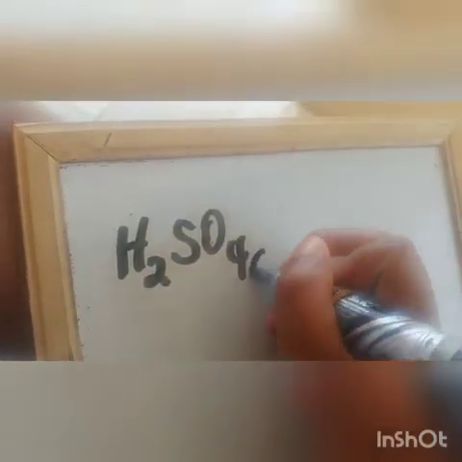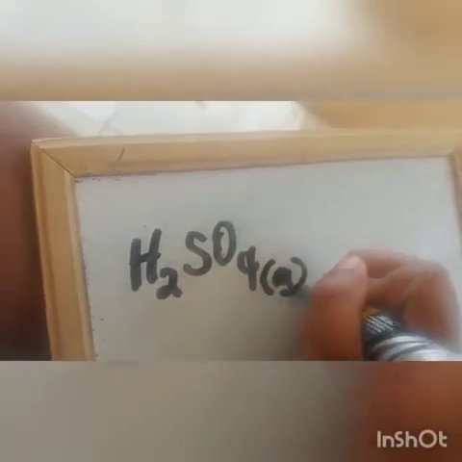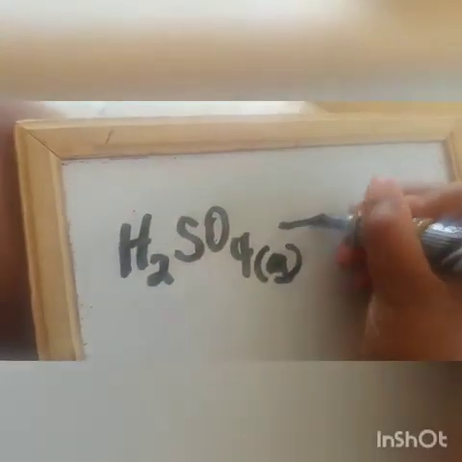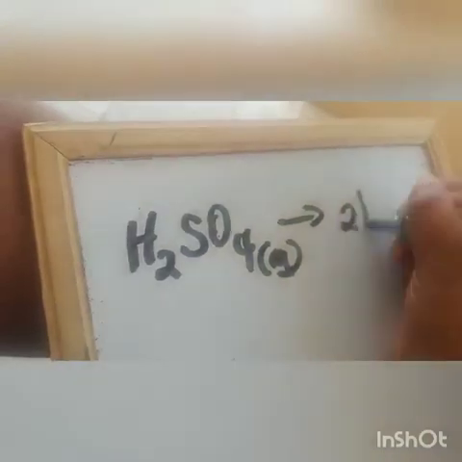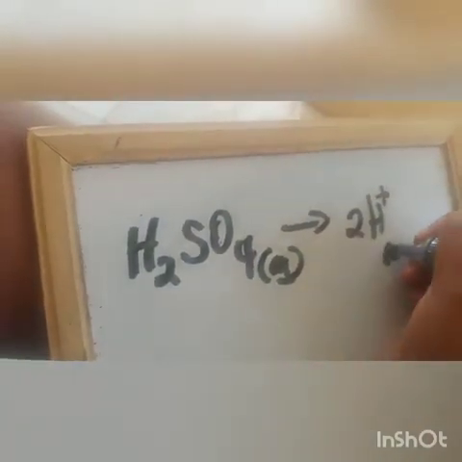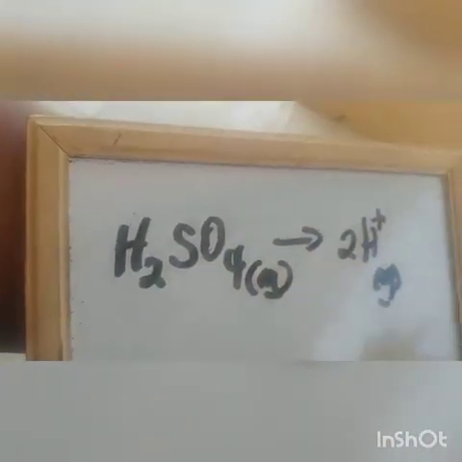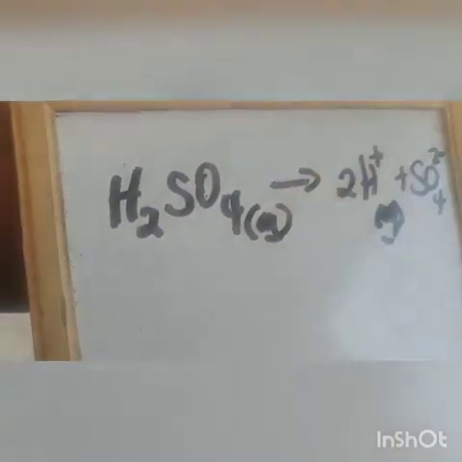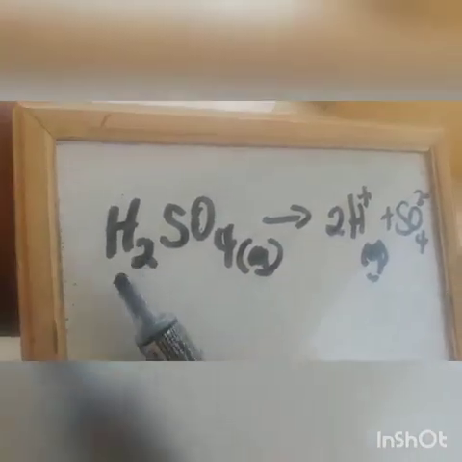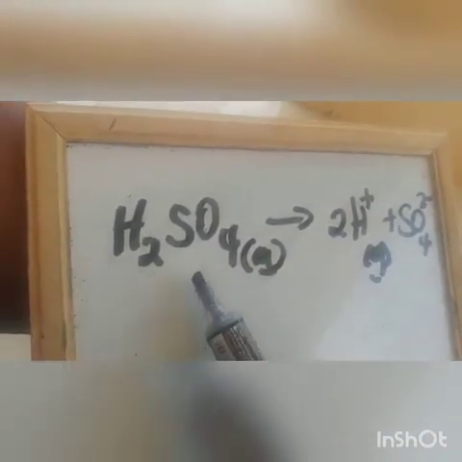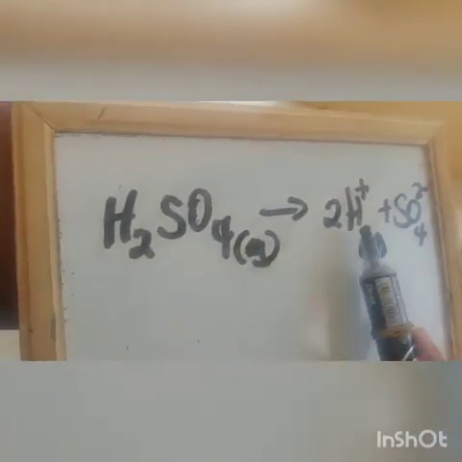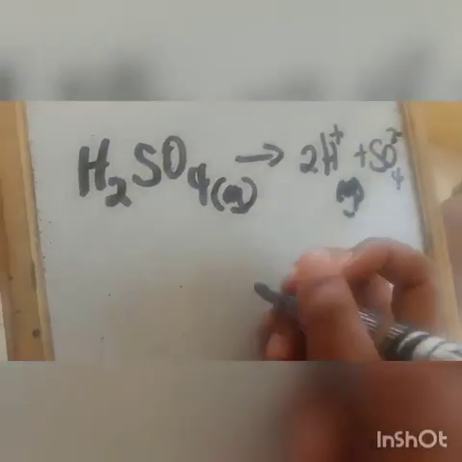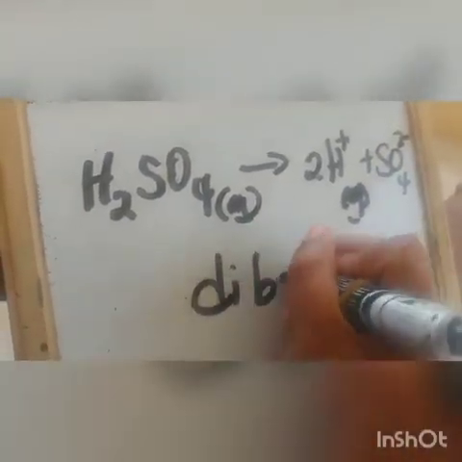H2SO4, which is sulfuric acid. So sulfuric acid, when dissolved in water, is going to produce 2 H plus ions and 1 SO4 2 minus ion. So we can say that when one molecule of H2SO4 dissolves, it produces 2 H plus ions. Because of that, it is dibasic.